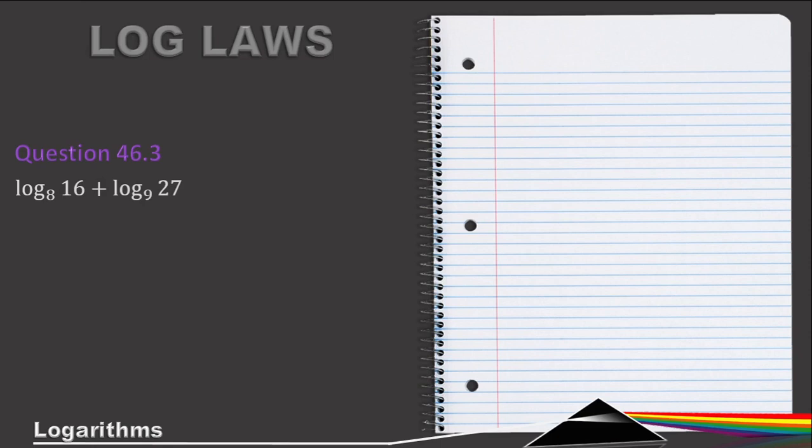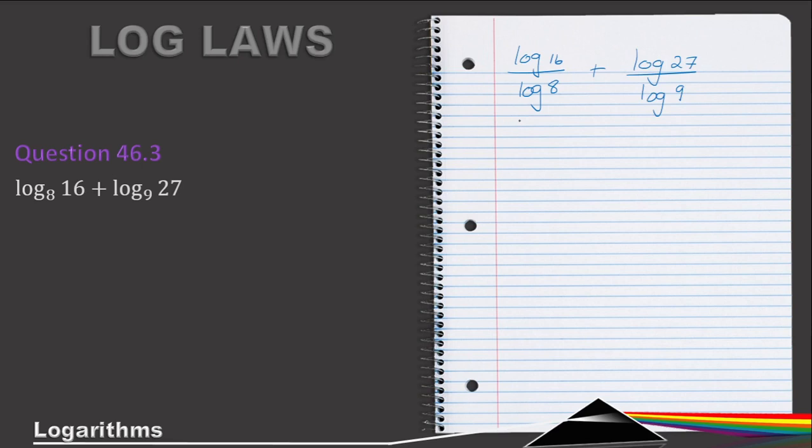Alright, next up we have the sum. Now we must be careful, these bases are different. That means we're not really going to be able to add these. What we can do then, especially when the bases are a little bigger, is apply law 4. So log 16 over log 8 plus log 27 over log 9.